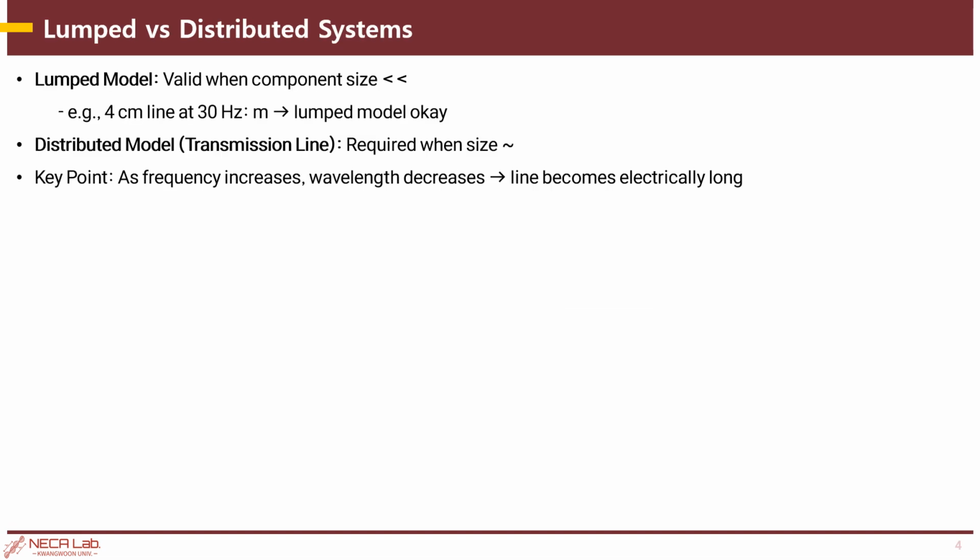Now, in circuit theory, we often use two types of models, lumped and distributed. The lumped model works well when the physical size of components is much smaller than the wavelength. For example, if I have a 4 centimeter wire at 30 gigahertz, the wavelength is so large that the wire looks tiny in comparison. So a lumped model is totally fine. But when the size of the structure becomes comparable to the wavelength, we can't ignore the wave behavior anymore. That's when we use the distributed model, like transmission lines.